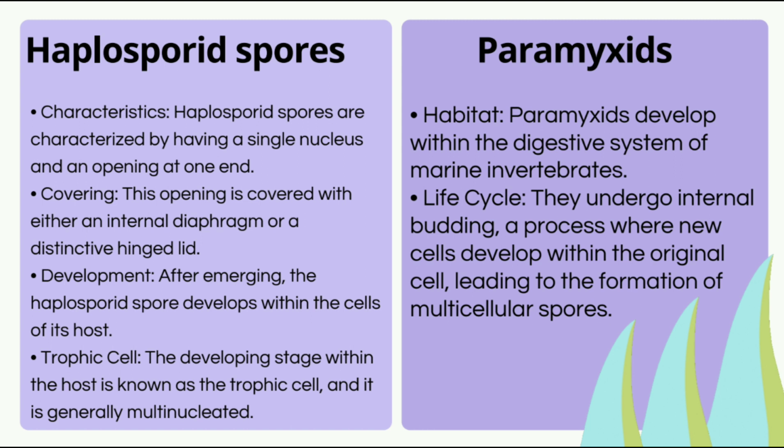Paramyxids, on the other hand, are characterized by developing within the digestive system of marine invertebrates. Their life cycle involves internal budding, resulting in the production of multicellular spores.